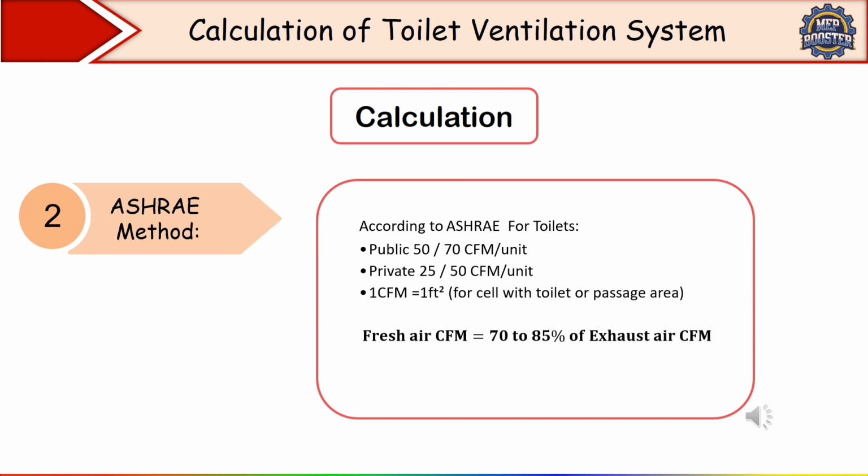Now how to calculate the fresh air? Same thing, 70 to 85% of the exhaust air cfm is our fresh air cfm. Suppose you have 10 toilets, and you are designing for a public toilet, so from each toilet I am exhausting 50 cfm. 50 into 10, how much? 500 cfm. Total exhaust air is 500 cfm. So you have to take 70 or 80% of that 500 cfm and supply it as fresh air. Okay, in this way we have to do the calculation with the help of the ASHRAE method.